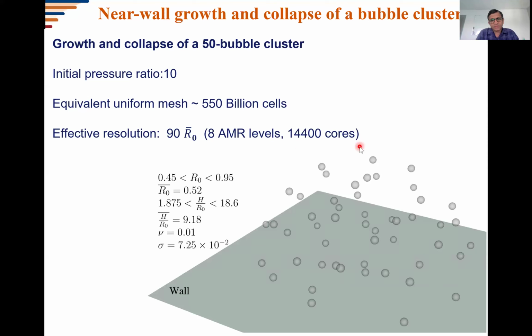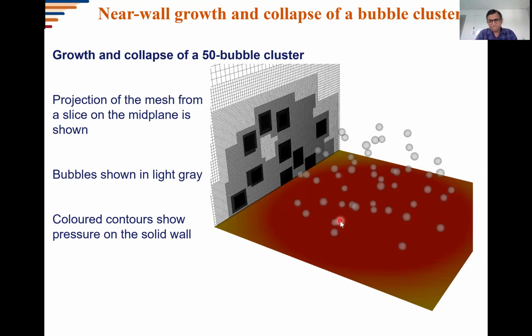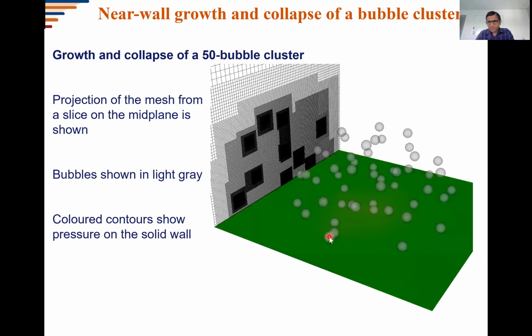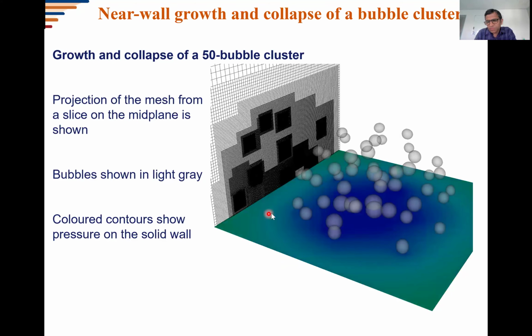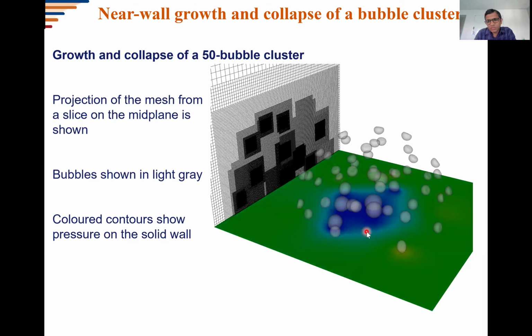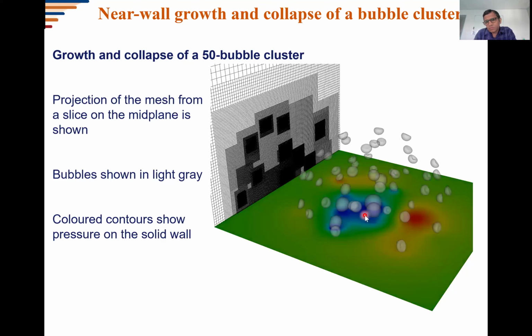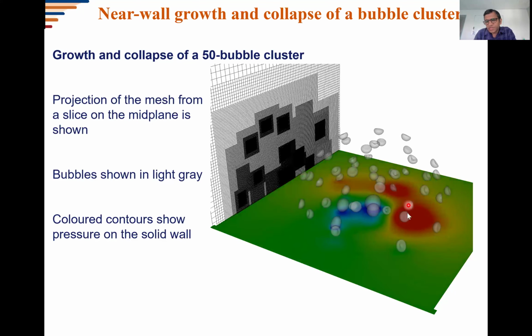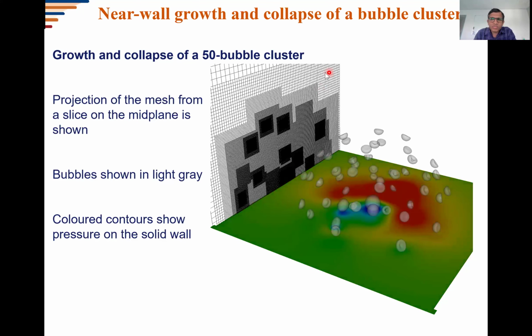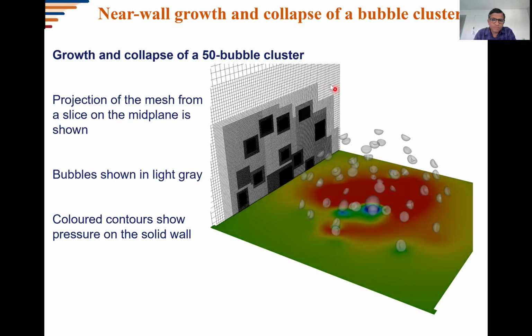And this is a pretty expensive calculation and has been possible only because we can do parallel computation over this many cores. So the effective resolution in this particular case would be about 90 points across the initial mean bubble radius. And like in the previous case, the contours here show the pressure levels. So blue means lower pressure, whereas red indicates higher pressure. And out here, you're seeing a footprint of this mesh somewhere along the midplane.